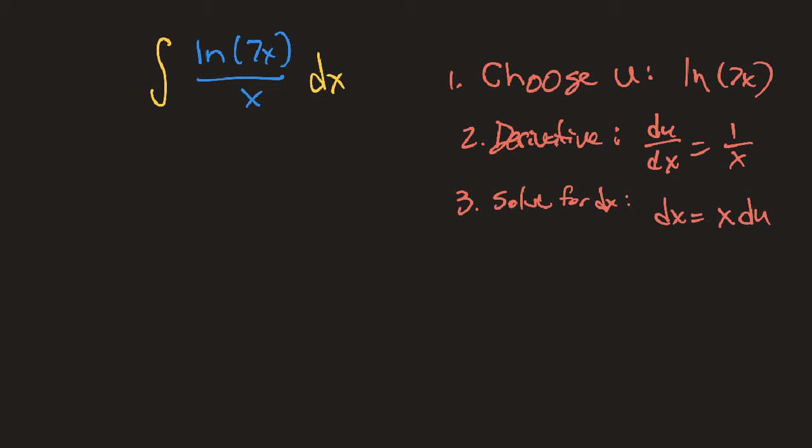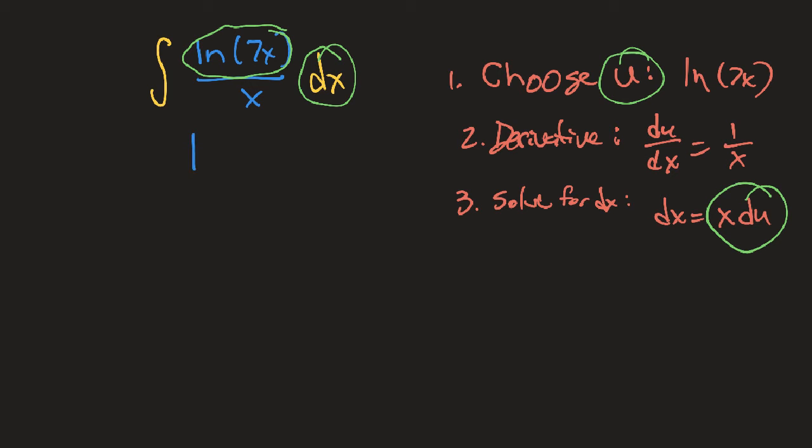Okay, so we've done this because we want to replace the natural log of 7x and the dx in our original problem with u and x du. And so we rewrite this, we create a new integral. So instead of this integral here, we're transforming the variables, and we're going to put u where the natural log of 7x is. It's still over x because we haven't dealt with the x yet, but we're going to replace dx with x times du.